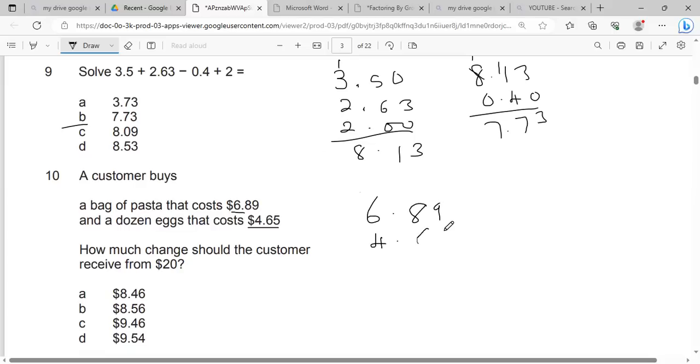Exam preparation. All right, so we add first: 5 and 9, 14, 4 carry 1. 8 and 1, 9 and 6, 15. So that's 5 carry 1. Then we have 4 and 6, 10 and 1, 11. So that works out to 11.54. And then we're going to subtract from 20. Remember, decimal point under decimal point.